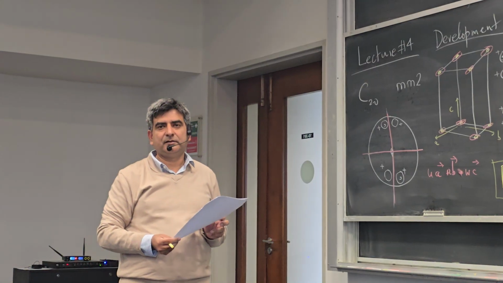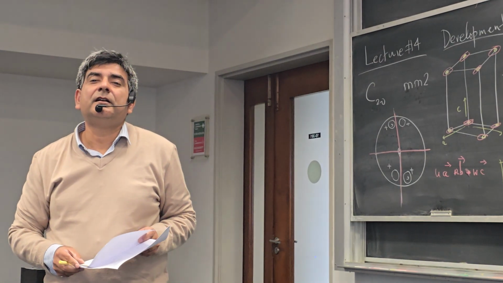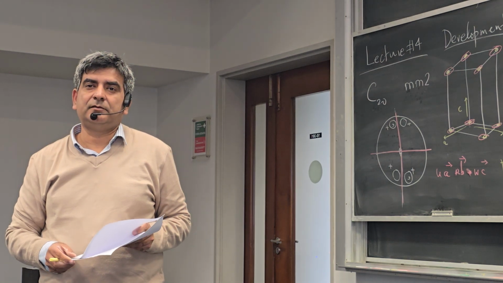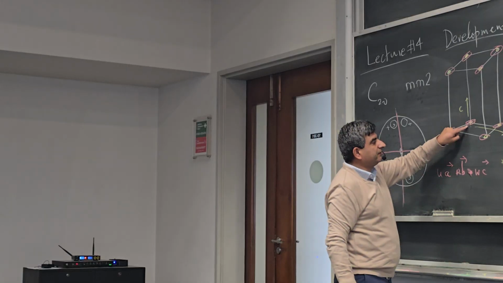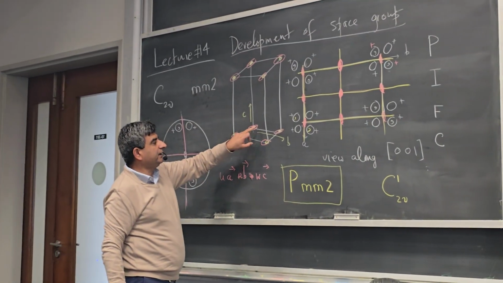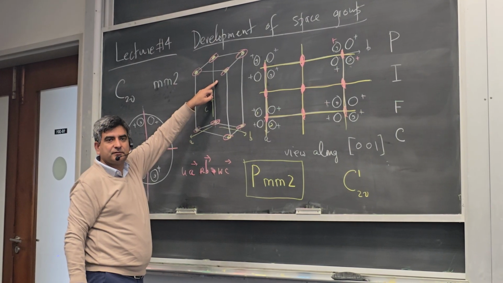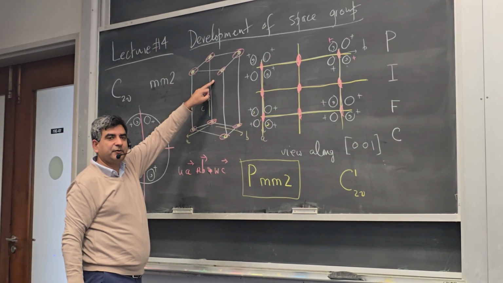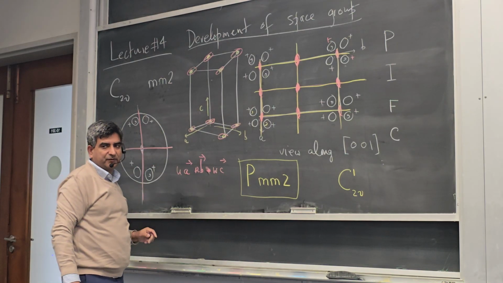Primitive because it's a primitive lattice. The Bravais lattice is primitive, which means it only has points on the vertices. That's for a primitive unit cell. And there's only one point per primitive unit cell. Okay?